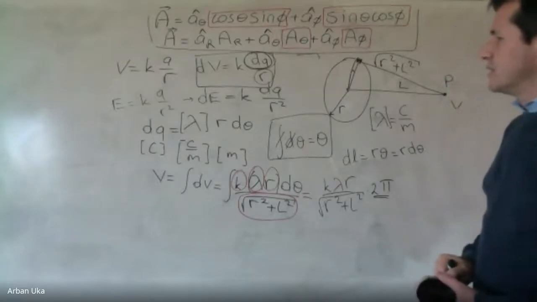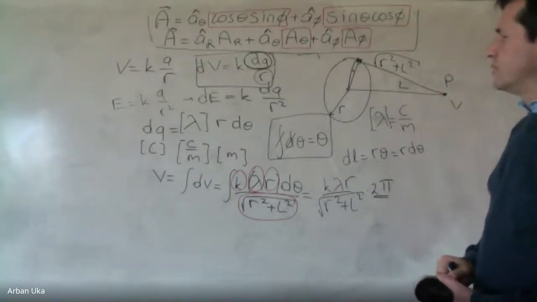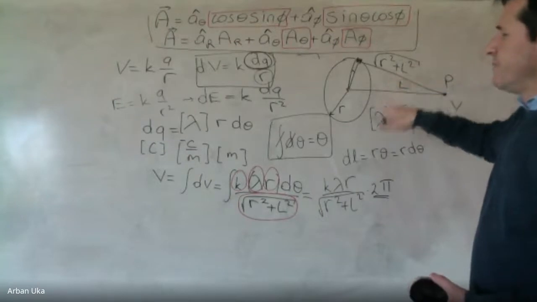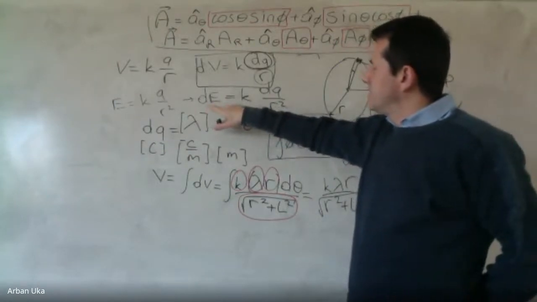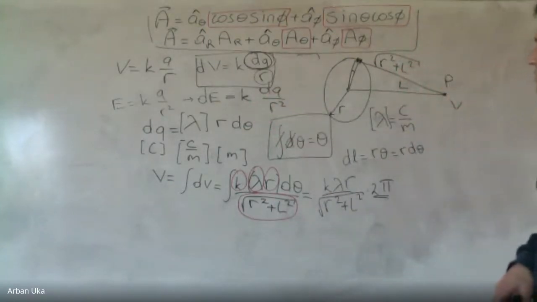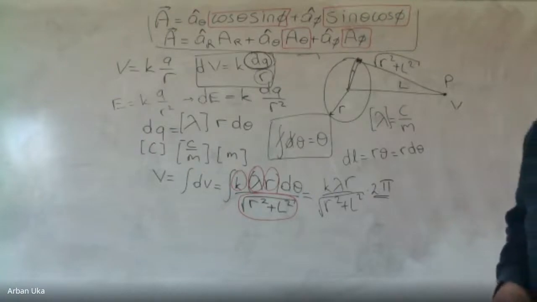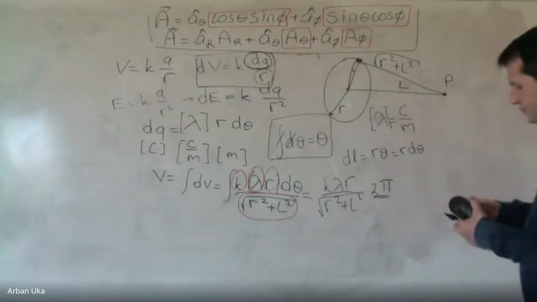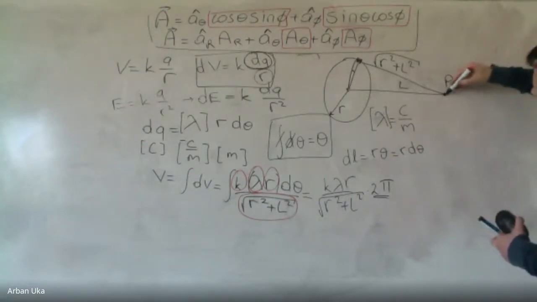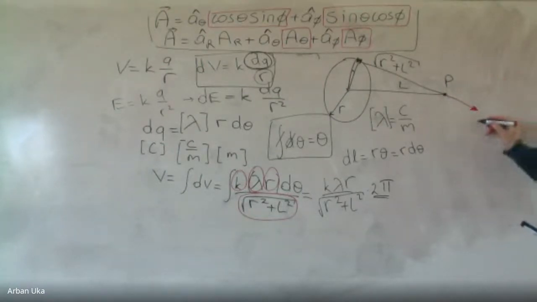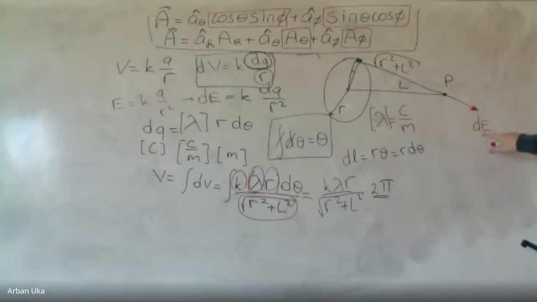Now, this was the potential. Now, let's assume that we want to know what is the electric field caused by this ring, okay? And now, what is the expression? We have dE equal to k dq over r squared. Good. But there is also a trick here: the electric field is a vector quantity. So the electric field here should be a vector which extends like this. Okay, so this is the electric field here, which is dE.